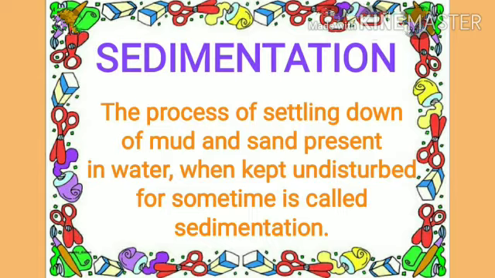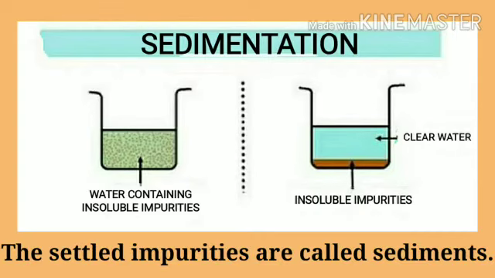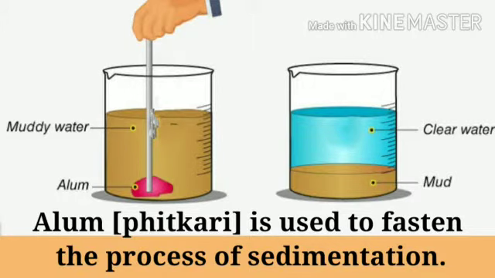Sedimentation: the process of settling down of mud and sand present in water when kept undisturbed for some time is called sedimentation. The impurities that settle down are called sediments. We use alum, which is commonly known as fitkari, to fasten the process of sedimentation.